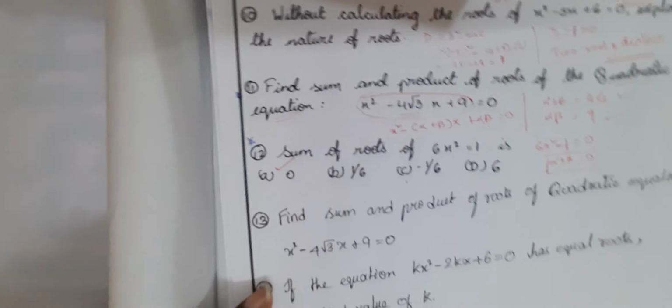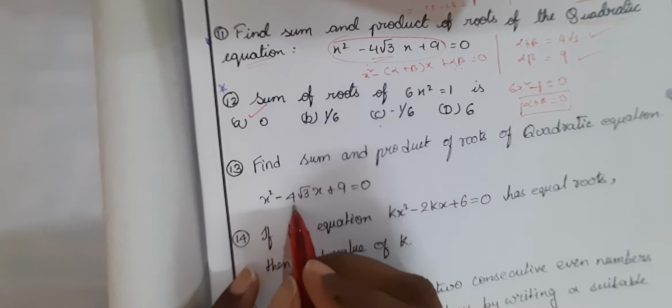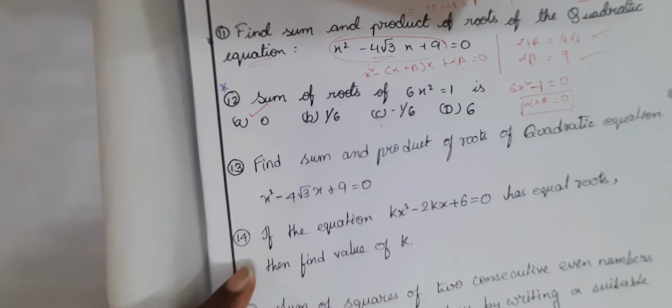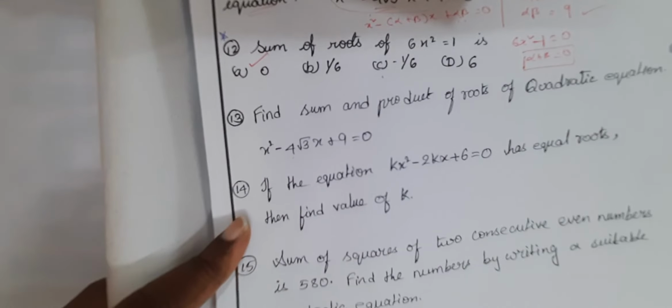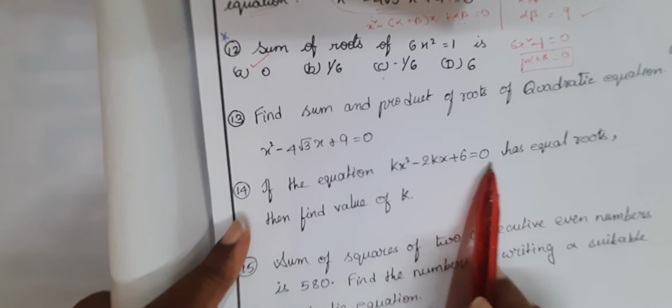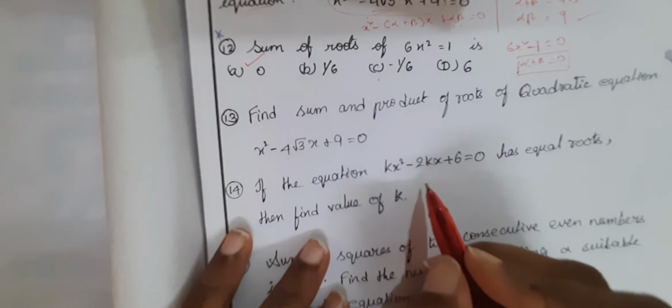So option A. Find the sum and product of roots of a quadratic equation. The same thing again. Achha, the same problem is given, so no need to explain again. Now, if the equation kx square minus 2kx plus 6 is equal to 0 has equal roots, then find the value of k.